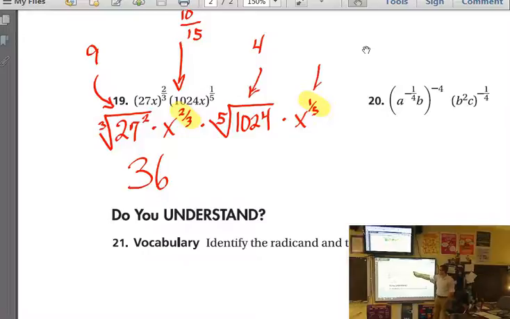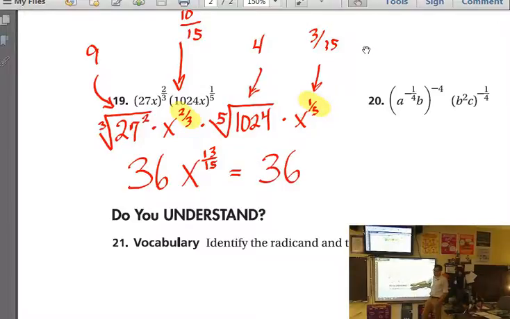10/15. This 1/5 is going to become 3/15. And when I add them, I get x to the 13/15, which then I put as the 15th root of x to the 13th and you marked it wrong. I did that too. I did that too. I did that too. Maybe there was an error on the key.